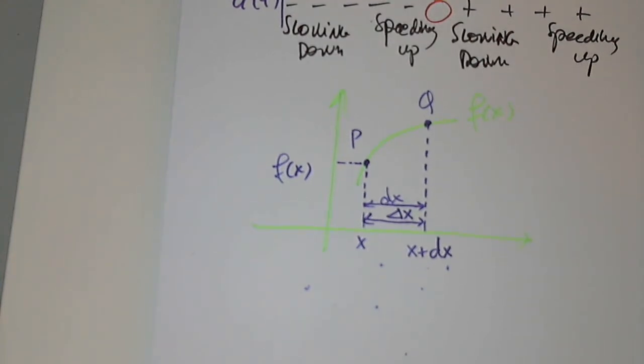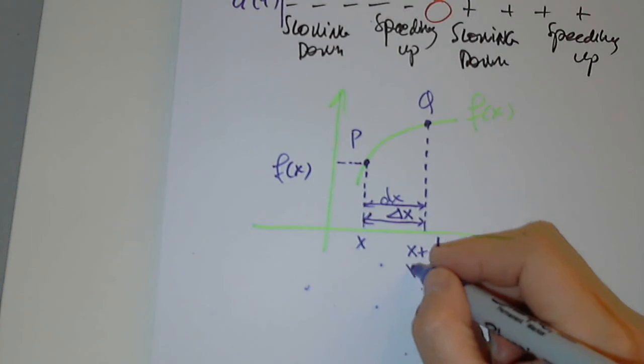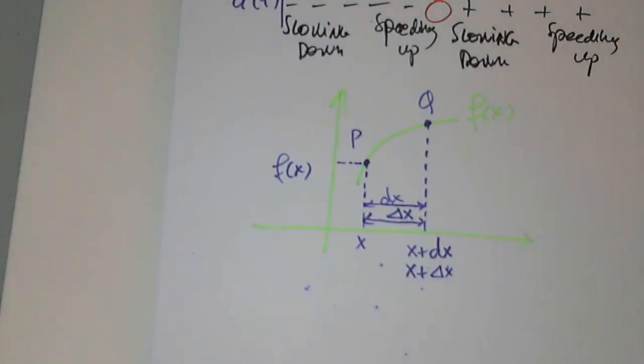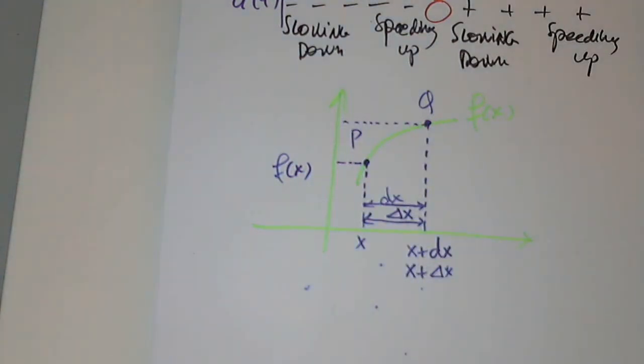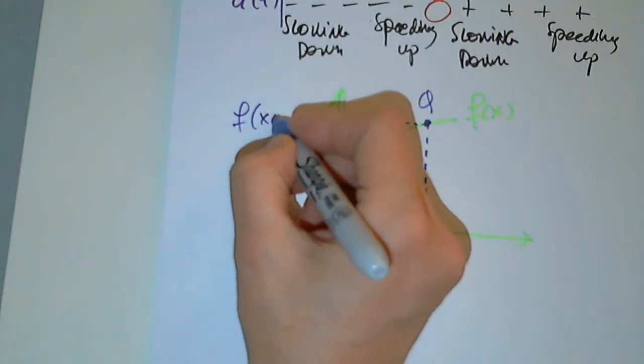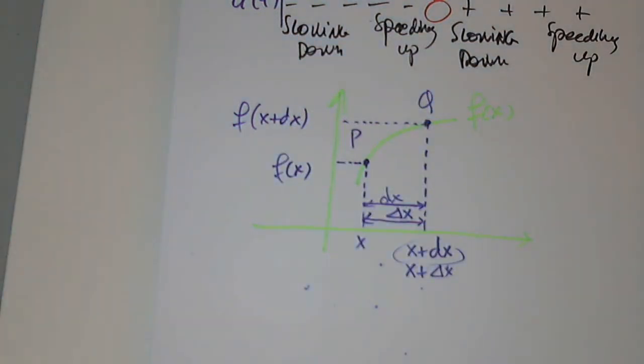Why do we need two notations? In a minute, I'll explain. So this must be x plus delta x or x plus dx. Dx and delta x are identical. So then, can anyone give us the y coordinate of Q? And please use x plus dx. f of x plus dx. Of course, it's the same with f of x plus delta x.